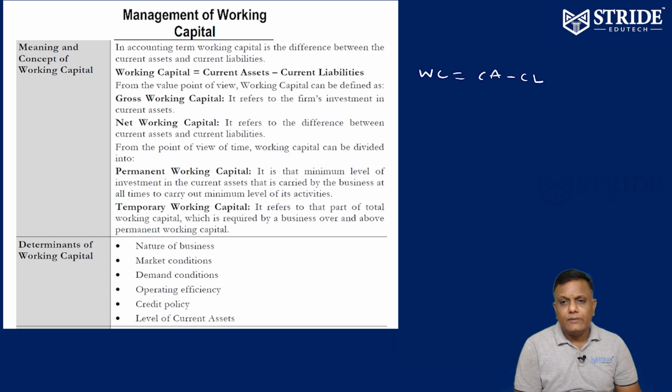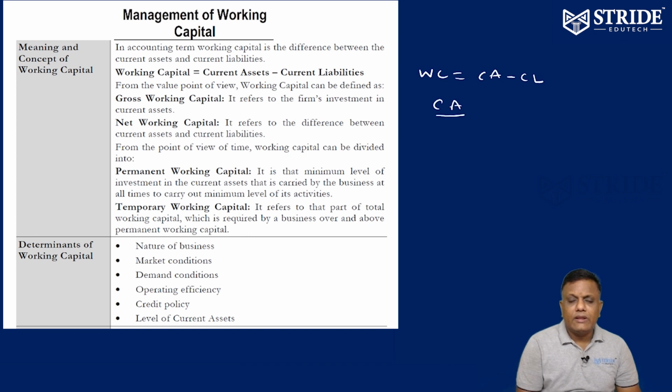What is current liability? Short-term credit, bills payable, creditors, outstanding expenses. So these are all current liability, right? Investment in current asset by a firm is called gross working capital. Net working capital is the difference between current asset and current liability. So gross working capital is equal to investment in current asset by a firm. Net working capital is current asset minus current liability, right?